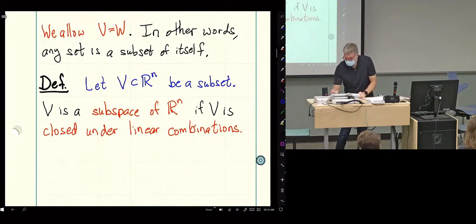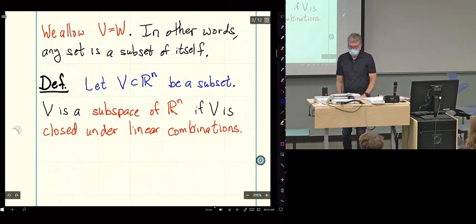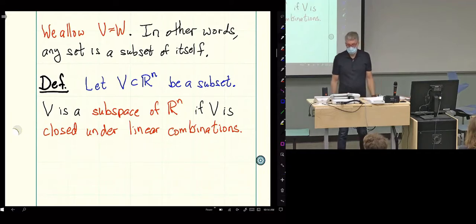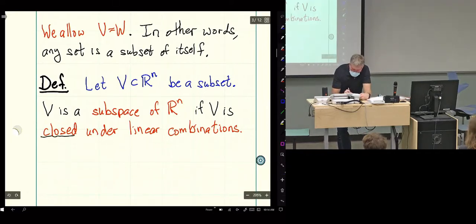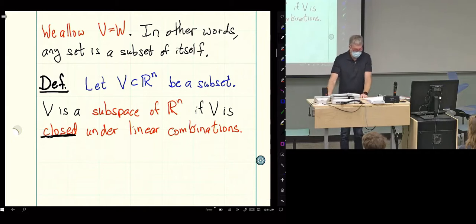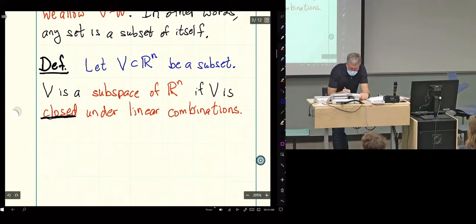Okay, you get that? And we'll elaborate on what it means that a set is closed under a type of operation.